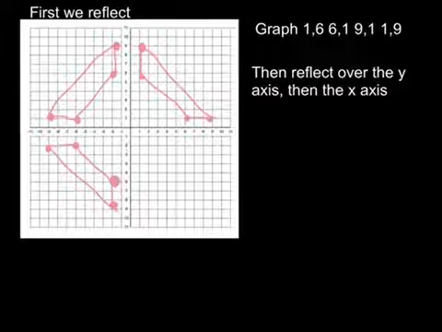So we're going to start with reflecting. What you do is first you have to graph all these numbers. That's where they are. Then you got to reflect over the y-axis. This is the y-axis right here, and this is the x.